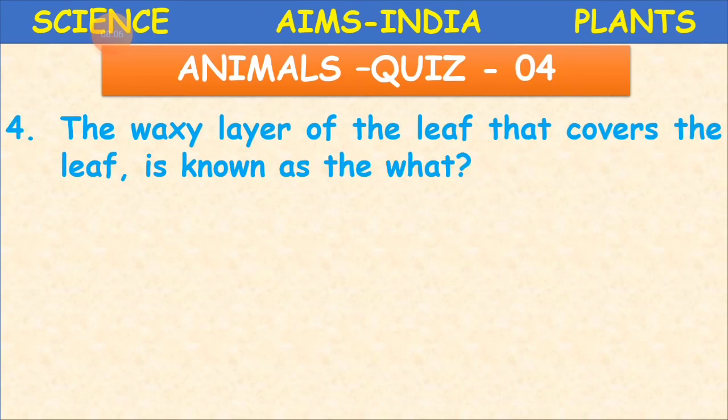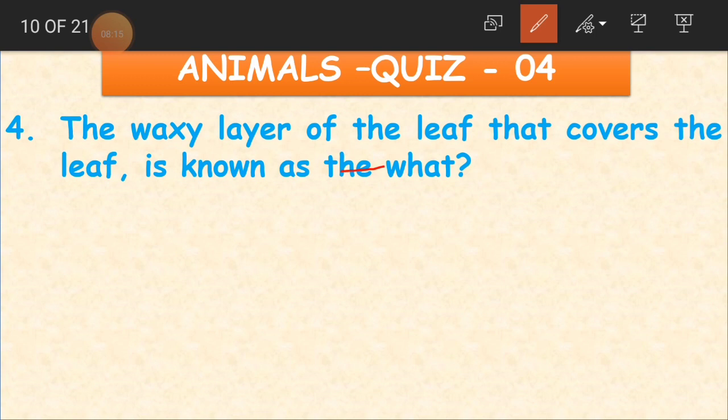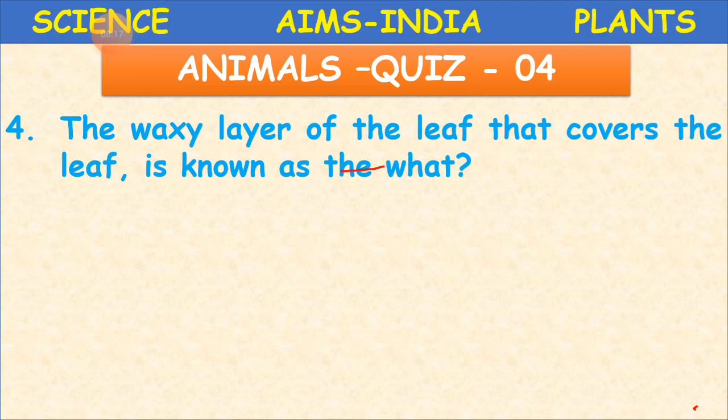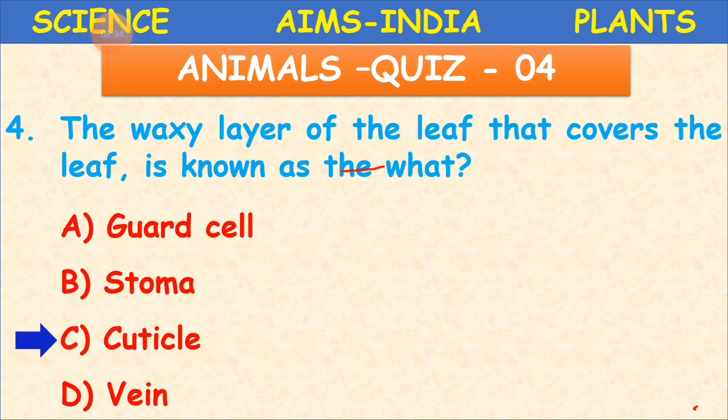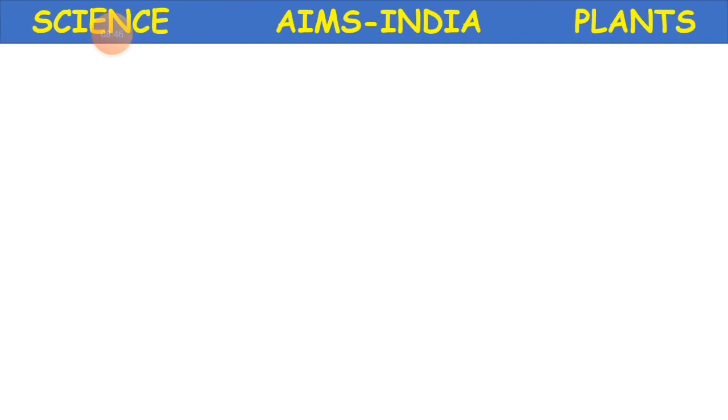The waxy layer of the leaf that covers the leaf is known as what? The options are guard cell, stoma, cuticle and vein. The waxy layer of the leaf that covers the leaf is known as what? Any guesses, children? It is cuticle, which protects the leaf from water loss. Okay, the waxy layer. Clear, children? Again, the next question.